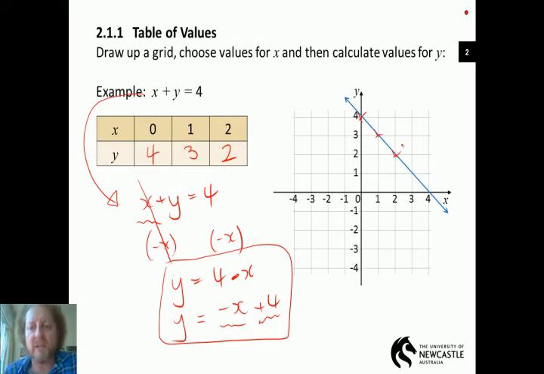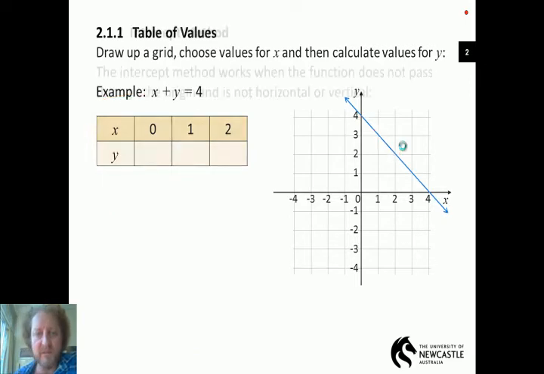And you can see, really only needed 2 points, but I like to use at least 3 as a bit of a check. Of course, a straight line is going through those points. So that's how to sketch anything using a table of values. I'd arrange it to y equals, put in some numbers, and then we're home and hosed.